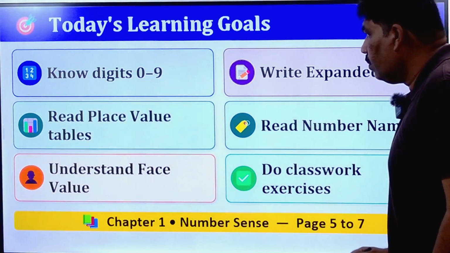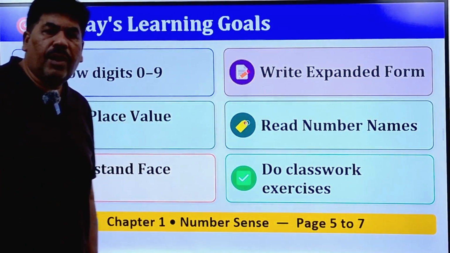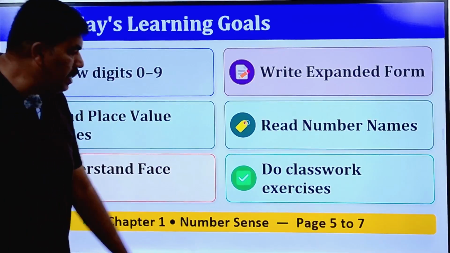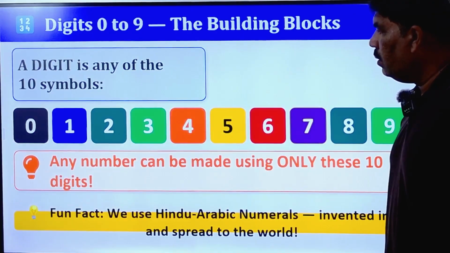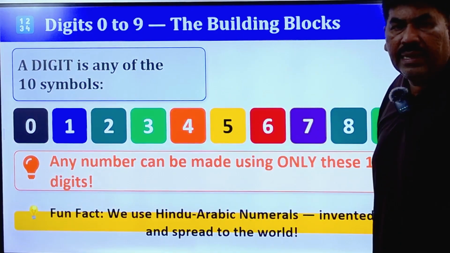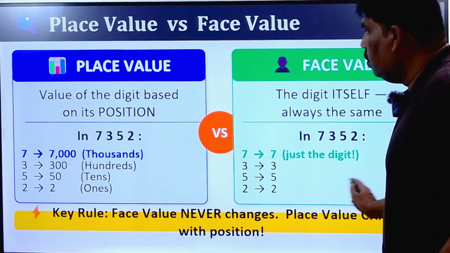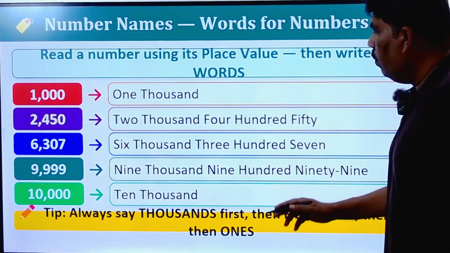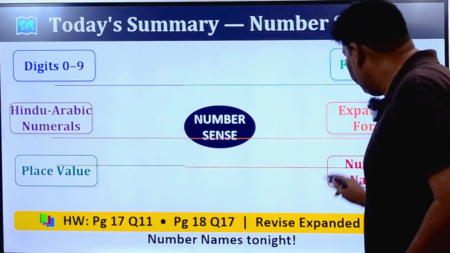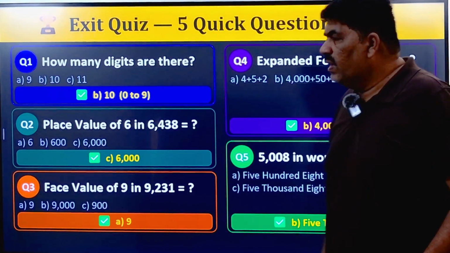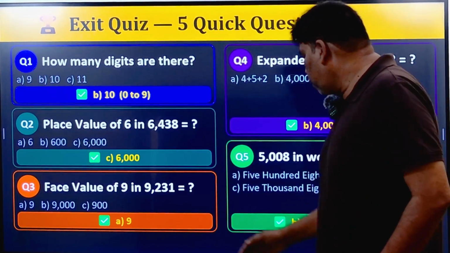So next, today's learning goals. On that day, what topics or subtopics you are going to teach, complete details will be there. Next, digits 0 to 9, the building blocks. A digit is any of the 10 symbols. Like that you will have the PowerPoint. So like this, with the help of the PowerPoint, you can explain the lesson. At the end, a summary will come and one small quiz with 5 questions will come. So you can teach by using this PowerPoint.